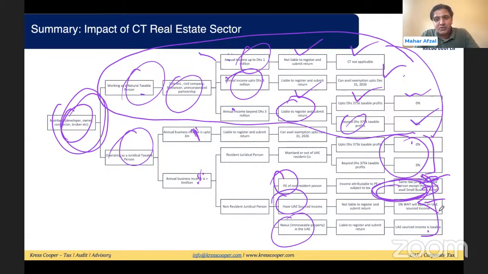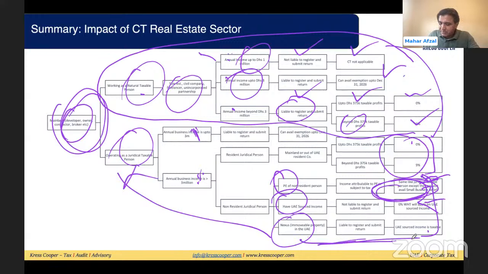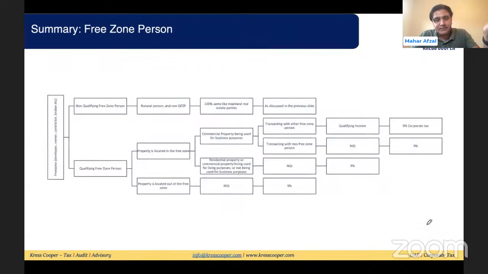Next is UAE sourced income. Again, for a natural person there is no nexus; I have not included natural persons here. The next is only for the juridical person. If a juridical person has a nexus, in this case they will be liable to register. Importantly, this is a very comprehensive slide. I have prepared it with very due care. It will give you thorough visibility of the application of corporate tax on the various players of the market.